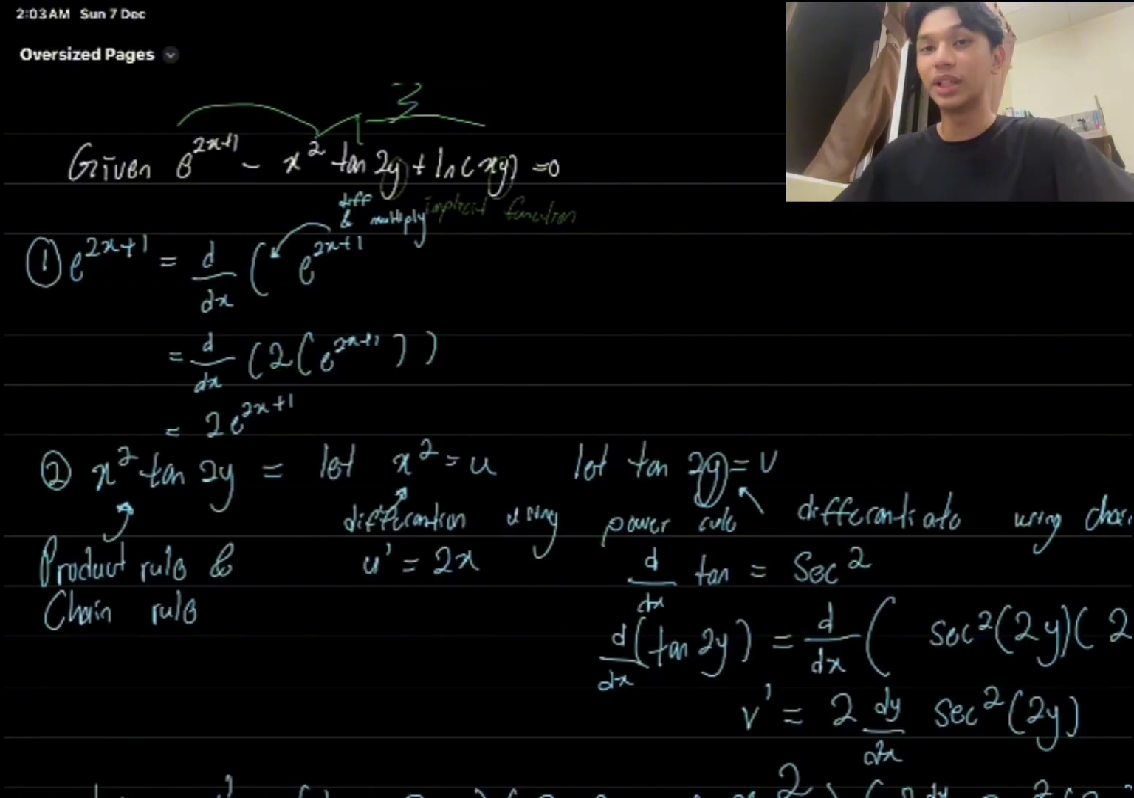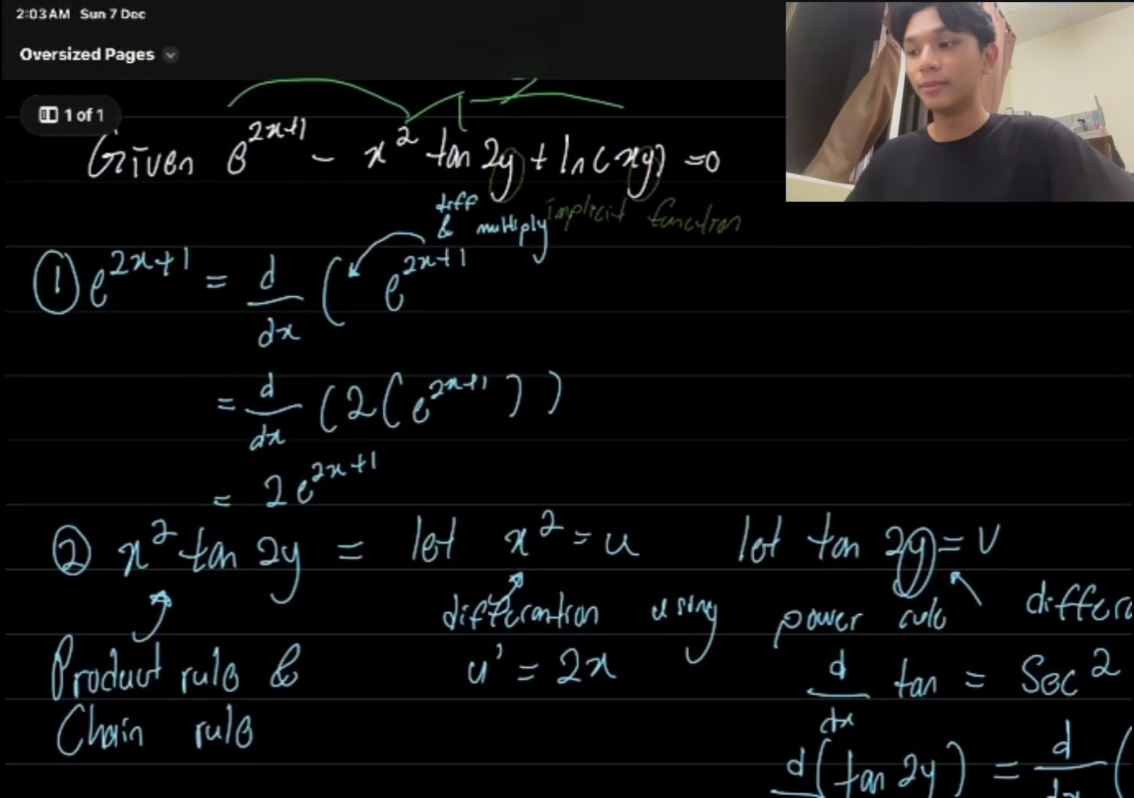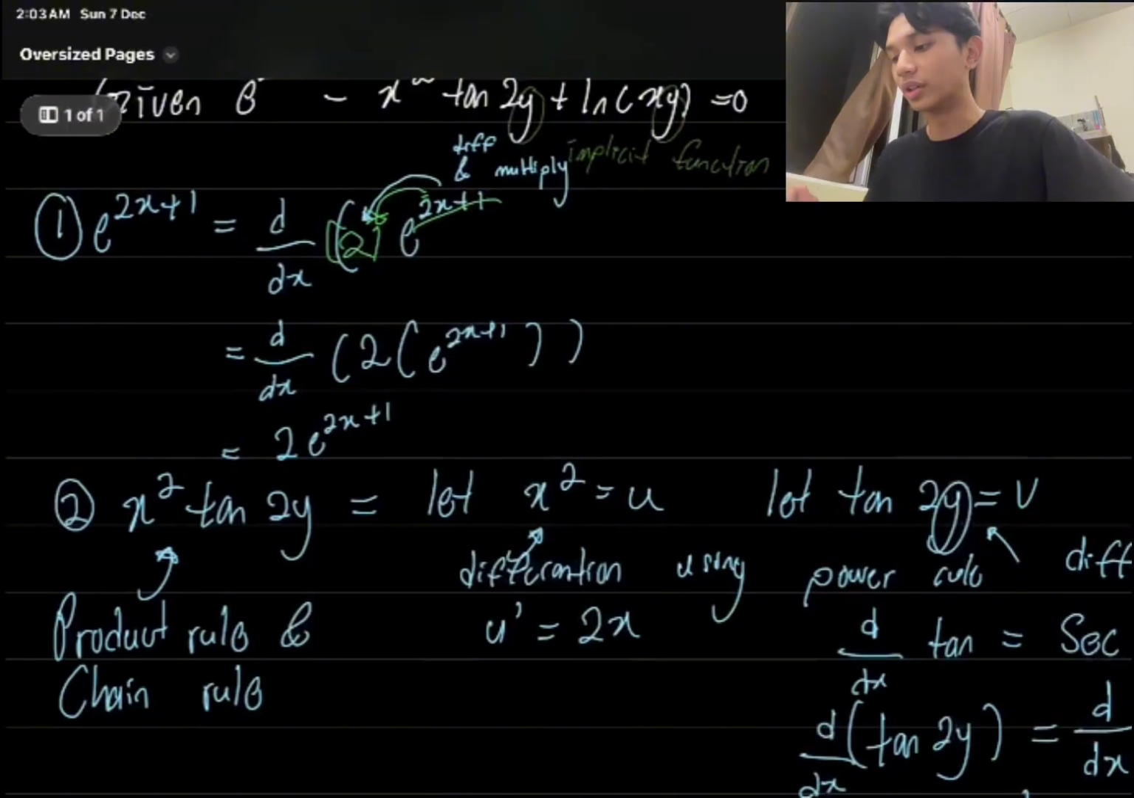Okay. So firstly, I will differentiate e to the power of 2x plus 1 using the chain rule. When I differentiate the 2x plus 1, I will pull it down here and multiply it by 2e. Alright, and then we get 2e to the power of 2x plus 1.